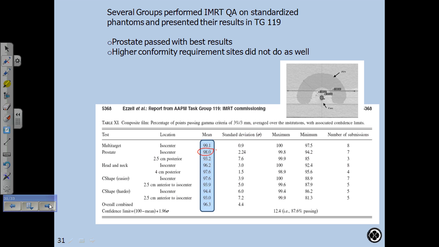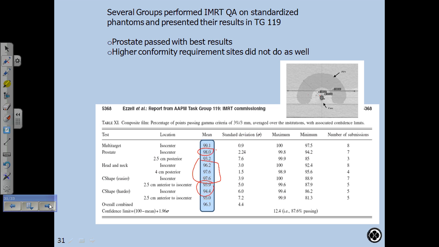So the take-home message is that prostate passed pretty high, 98%, and head and neck plans don't pass as well as prostate. And then they also had a C-shape structure, where you're trying to treat the PTV and avoid the central structure, and that was even harder. The passing rate wasn't as high. So basically, the take-home message with this paper is that as things get more complicated, the passing rate is not as high.